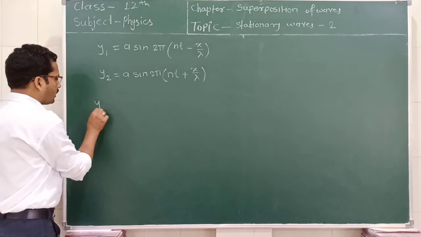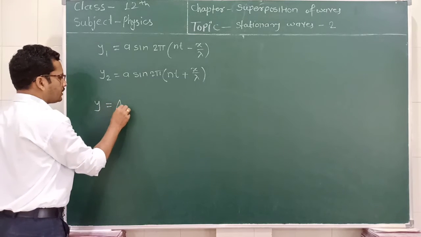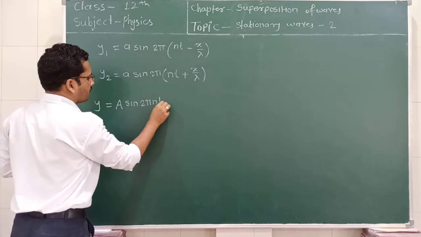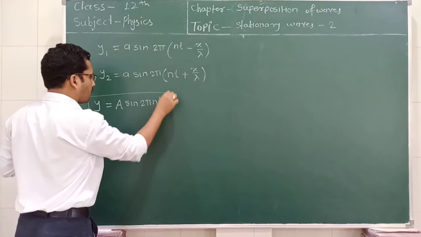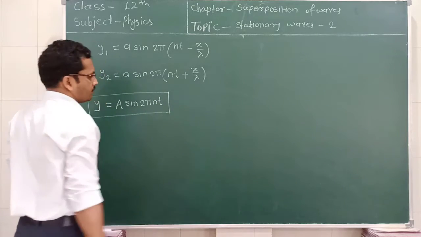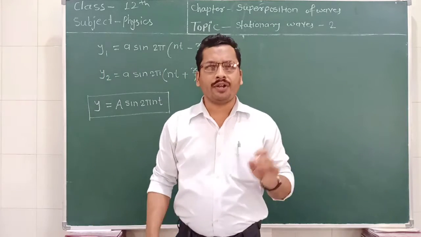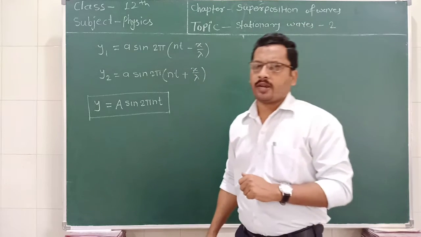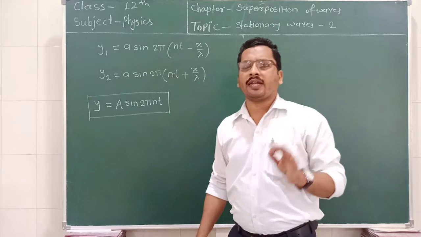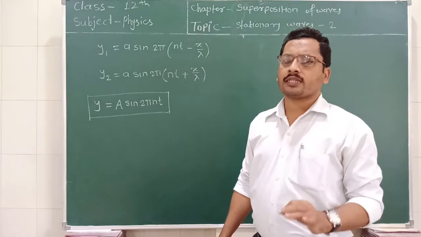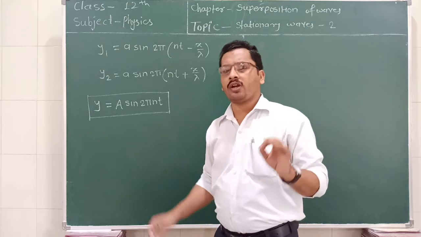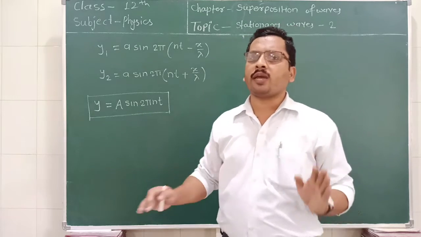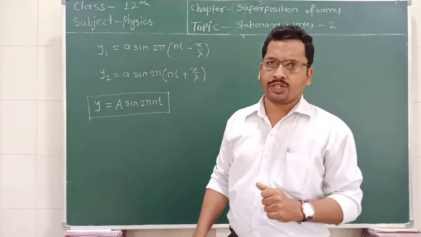Suppose y is the total displacement, then we write here y is equal to A sin 2πnt. This is the equation of the stationary wave. Now, this equation does not contain the term containing x, that is the displacement. Therefore, we can say that the wave is localized in a particular area, or it is vibrating in a particular region. So, such a type of wave is called a stationary wave.